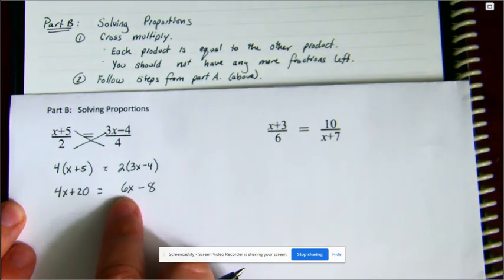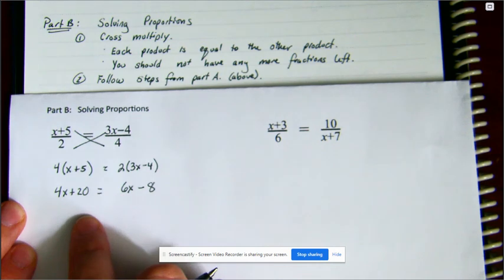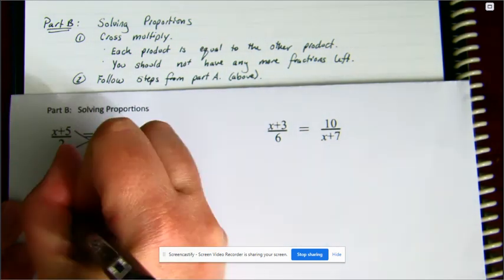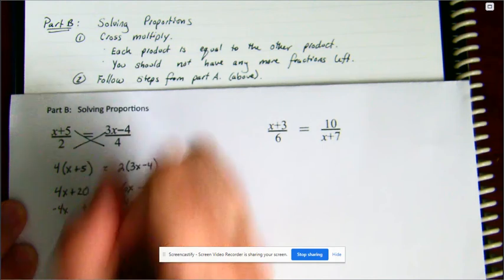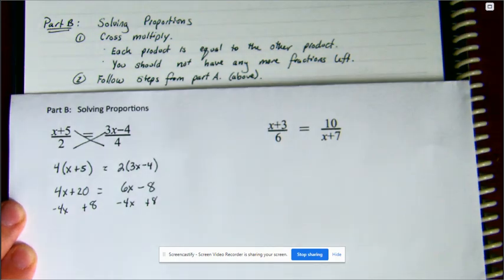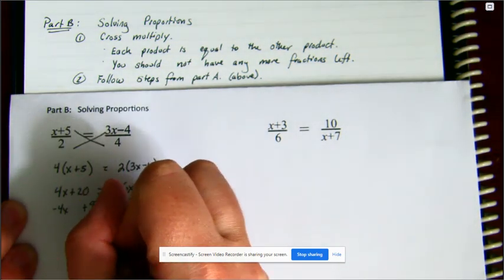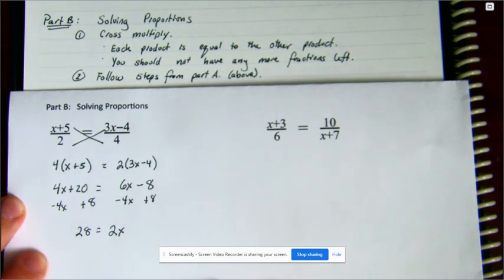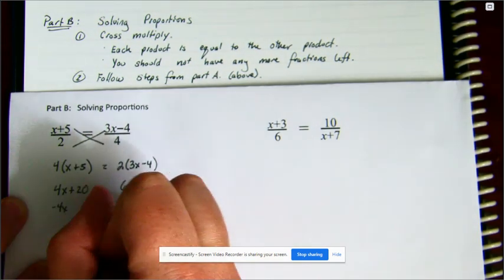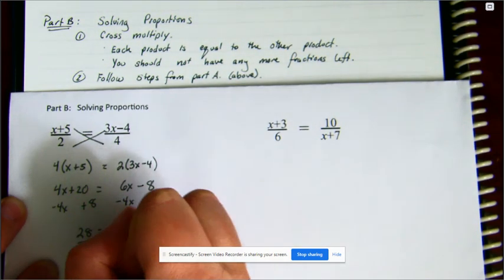So when I combine my x's and my other constants together, I'm going to subtract 4x. And then I'm also going to add 8 to both sides. It's going to look like 28 is equal to 2x. I have one term with an x, so I'm going to divide by 2 and come up with an answer of 14.